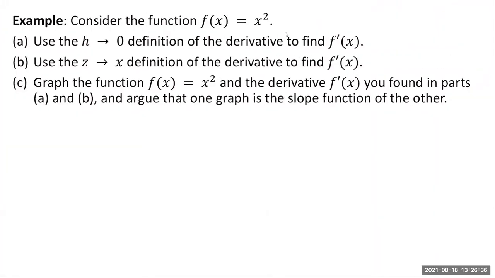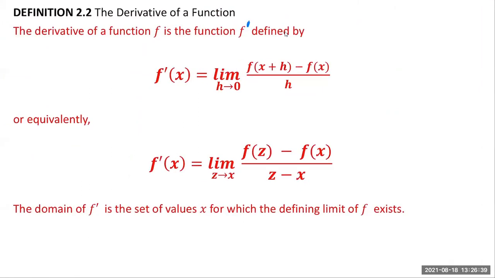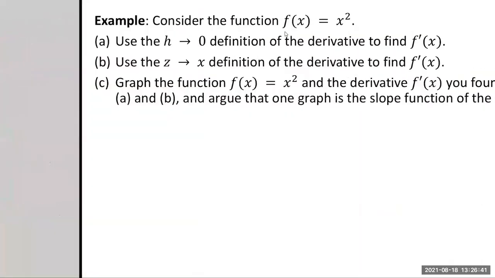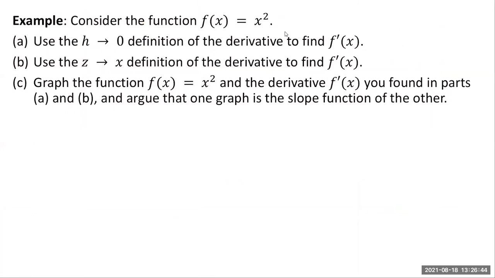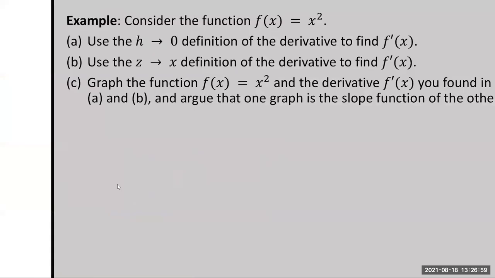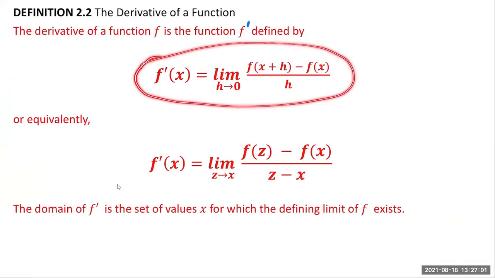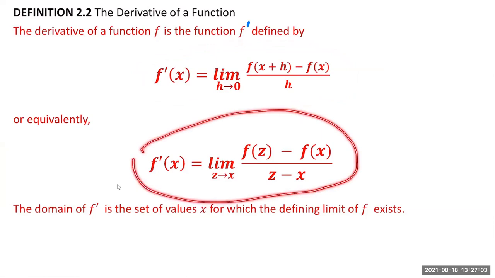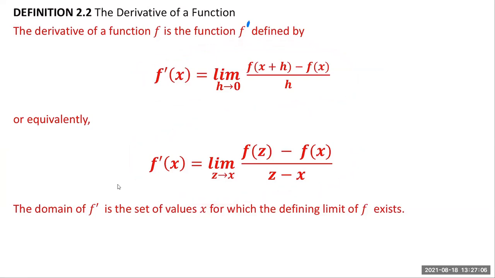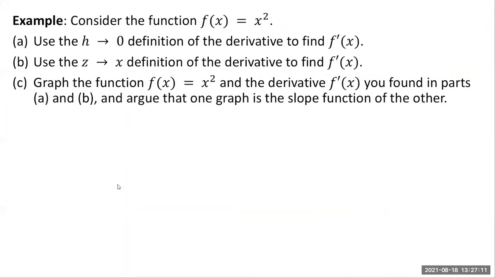All right, let's do some examples to understand these two definitions. Here is the example I want to look at first. Consider the function f of x equals x squared. Use the h goes to 0 definition of the derivative to find f prime of x. That means we are asked to use this definition first, and then in the next part, we are asked to use this definition to find the derivative. Remember, no matter what definition you use, you should come up with the same answer. All right, let's work on the first part.